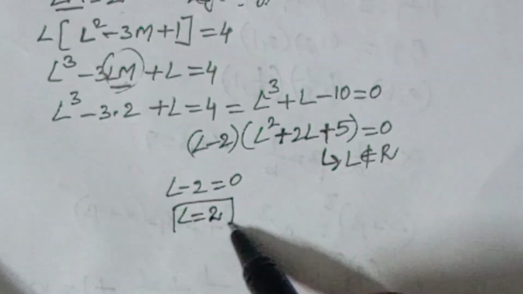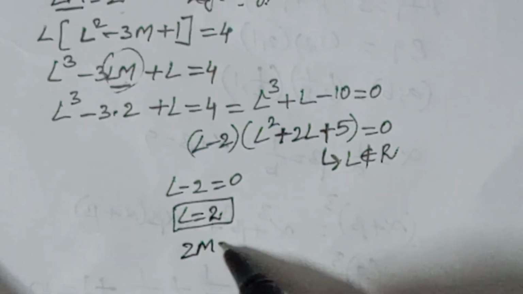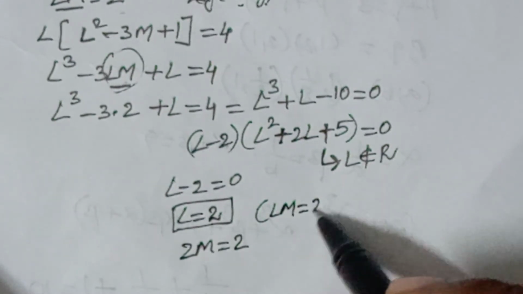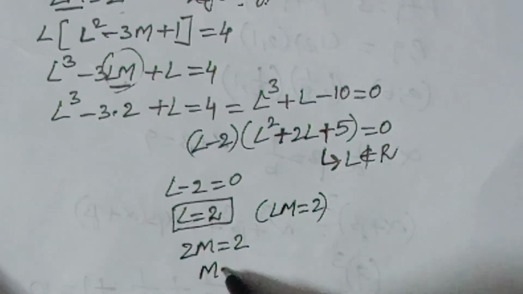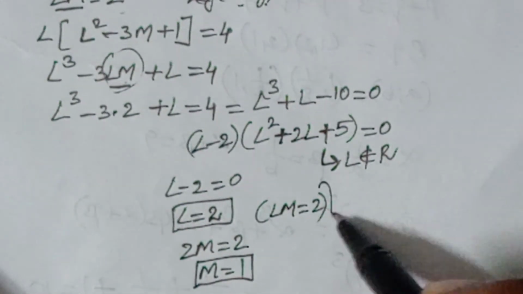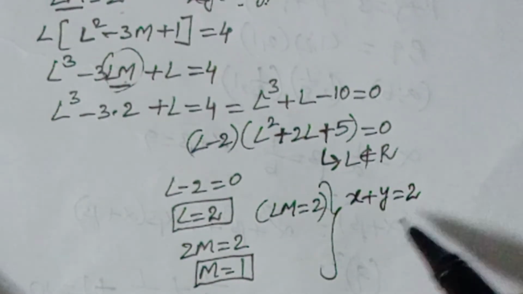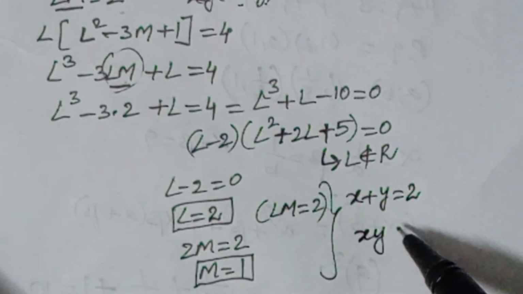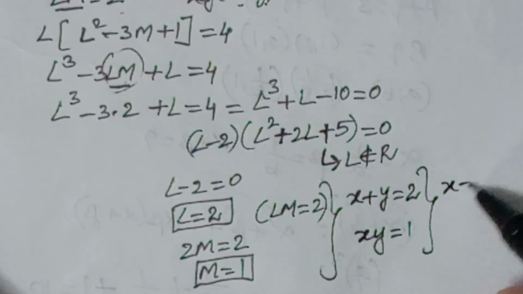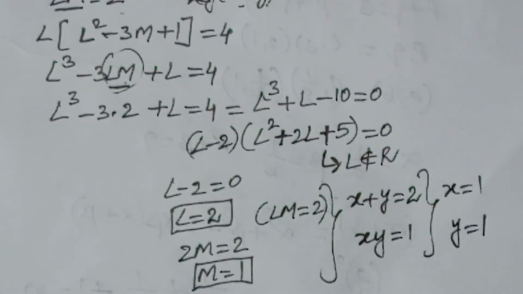So if L value is 2, here Lm is 2. 2 into m is equal to 2. So here Lm value is 2 in the above. So m value is 1 now. So what is L value? L value is nothing but x plus y is equal to 2. So m value is xy. xy is equal to 1. So there is only one possibility, x is equal to 1 and y is equal to 1 now.